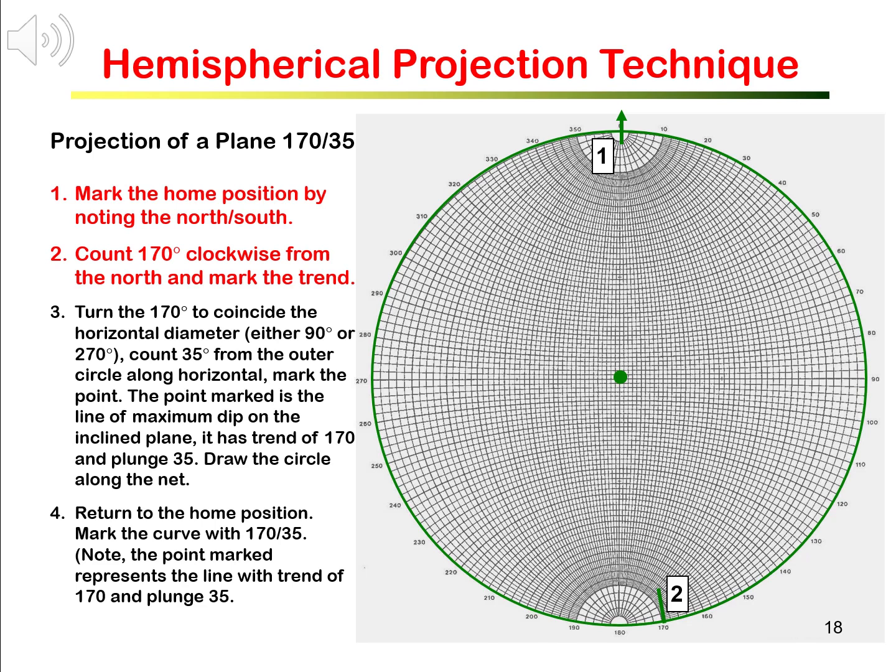Let us move on to do the projection of a plane 170 and 35. Again, tracing paper above the stereographic net, thumbtack pin at the center, drawing the full circle on the tracing paper. Then we take step 1, mark the home position on the north. Step 2, count 170 degrees clockwise from the north and make a mark.